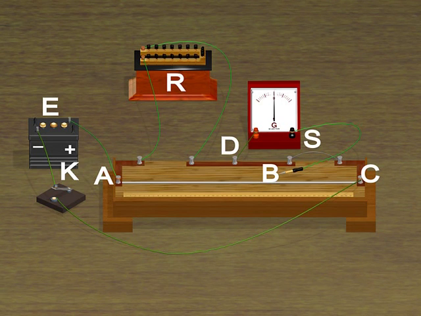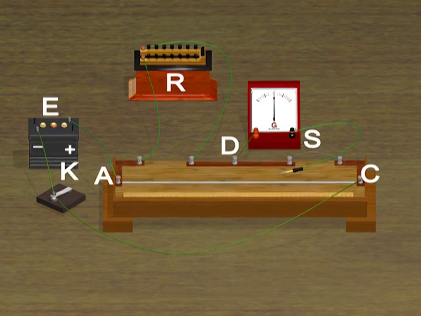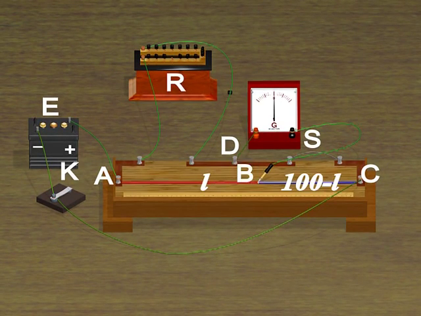To get the slide wire bridge working, you have to start with closing the key K and adjusting the resistance box for a suitable resistance R. Then adjust the position of jockey on the wire, say at B, where on pressing, the galvanometer shows no deflection. Note the length AB, say equal to L of the wire. Also note the length BC, which is equal to 100 minus L of the wire. The bridge is balanced now.